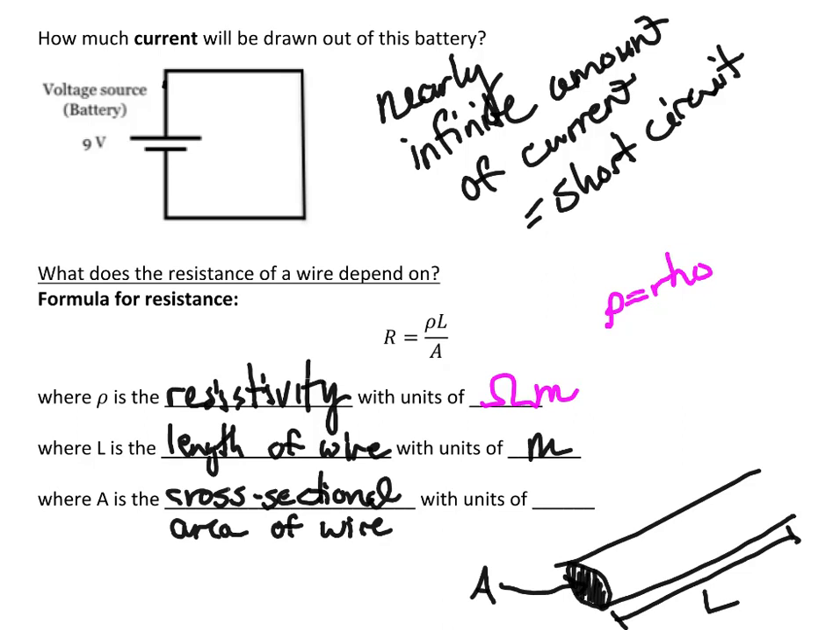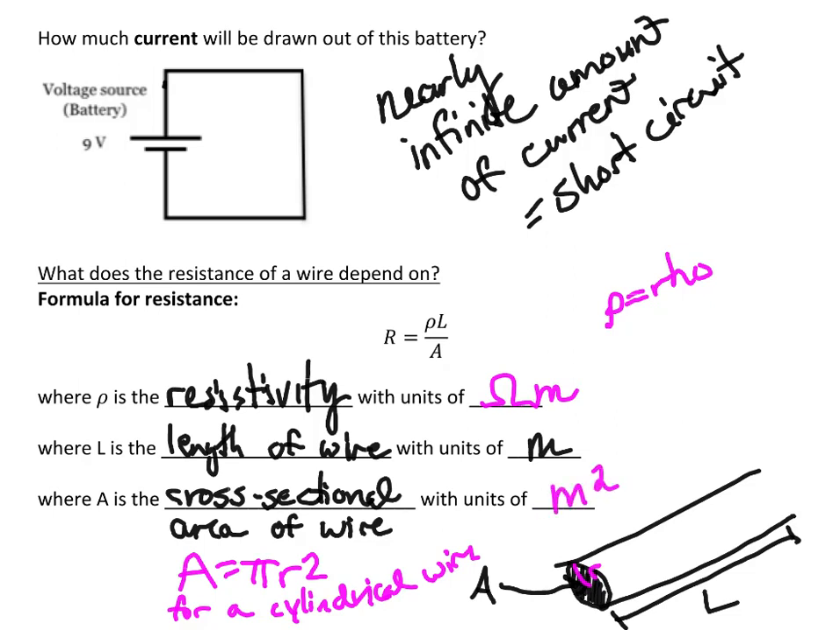Most of the time, that cross-sectional area is usually going to be a circle. So it's usually going to be pi times the radius of the wire squared, right? So it's usually a circle. So that's for a cylindrical wire, which is most wires, right? You don't see too many square wires out there. It's an area, so it has units of meters squared, just like you'd expect for an area.